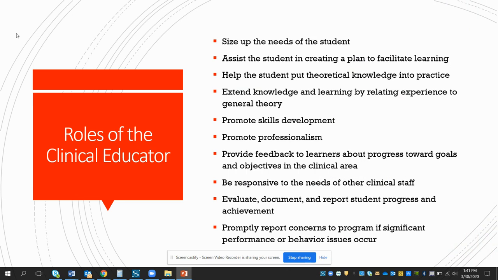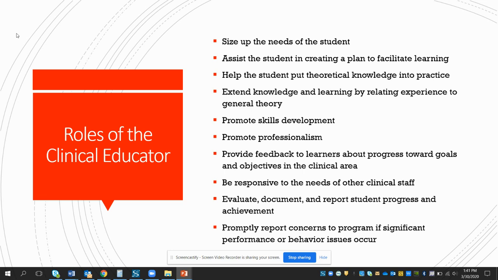Looking at some of the roles of a clinical educator, we want to size up the needs of the student and assist the student in creating a plan to facilitate learning. By now we know that not everybody learns the same way. Some people learn better with flashcards. Some people learn better with teaching things to someone else. Some people learn better in scenarios. Some people prefer to write stuff down or watch videos. So help figure out what's going to work for this individual student.